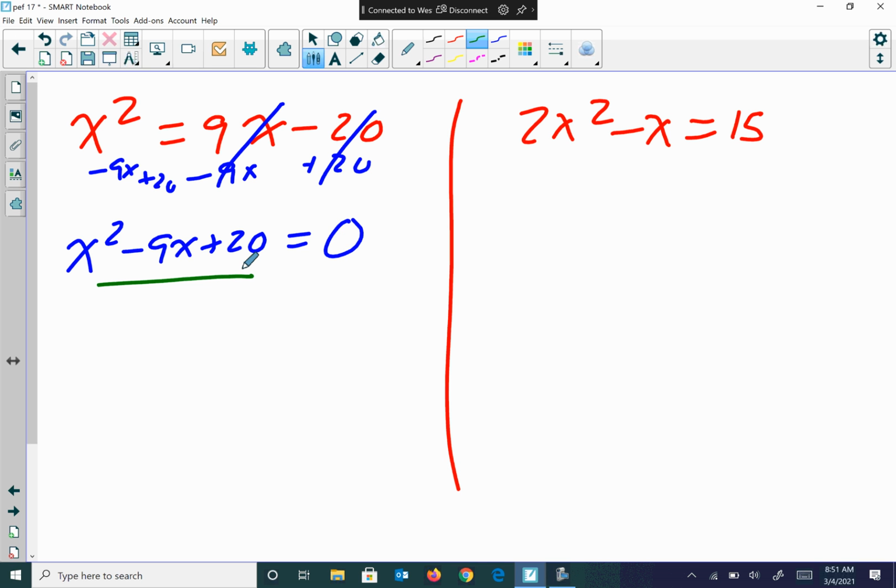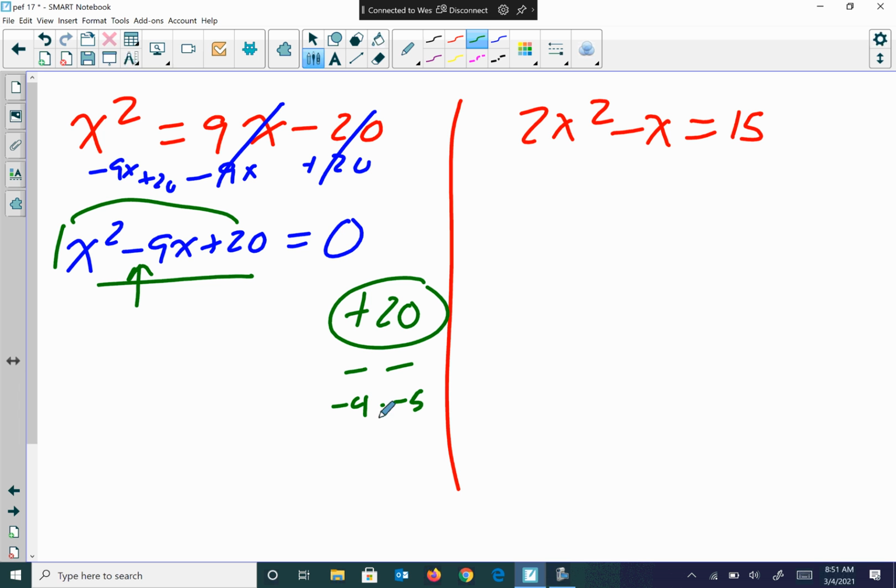Okay? All right, I now have my 3 terms. If x squared has a number in front of it, great. If not, put a 1. So we're putting a 1. So I get positive 20. This sign here tells us they both have to be negative. What do you think? Giddy up. Good job. -4 and -5. Make sure you have an x with both. -4 and -5 added together give me -9. I love it.